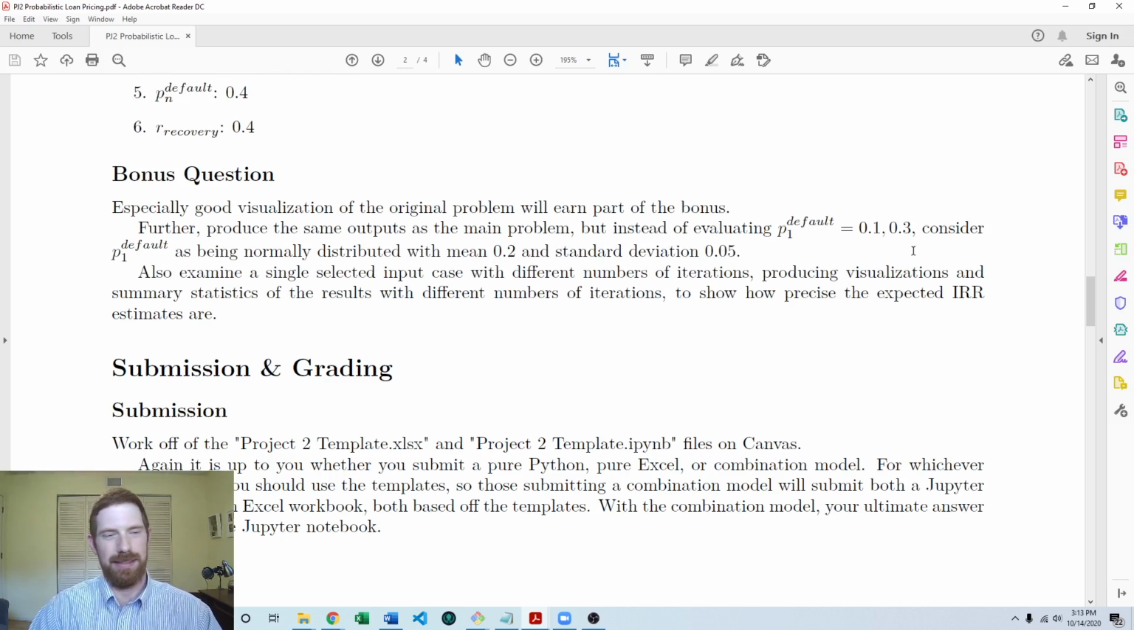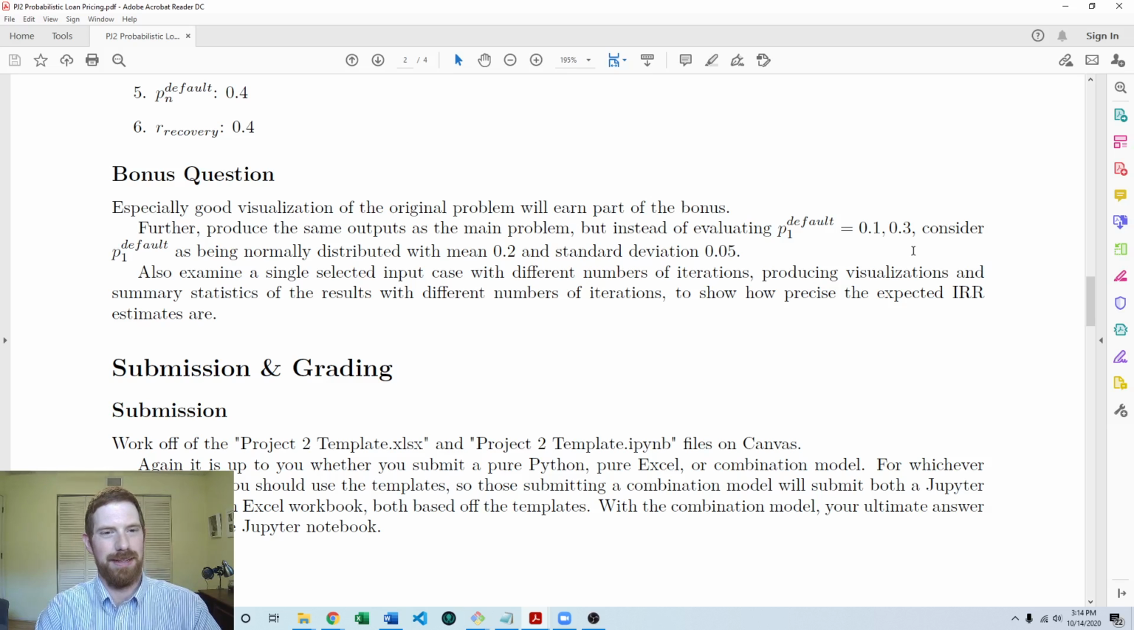Then the bonus for this is in two parts. First part is visualization is built into the basic problem. You need to have some visualization to get the full credit on the accuracy portion, the readability portion. But if you do an especially good job on visualization, then you're going to earn a bonus. So half of that bonus comes from doing a really good job on visualization.